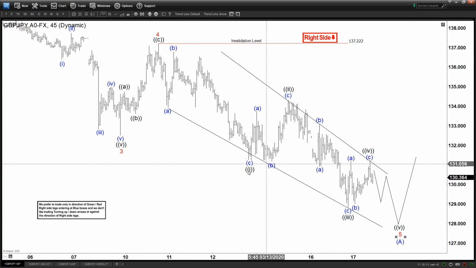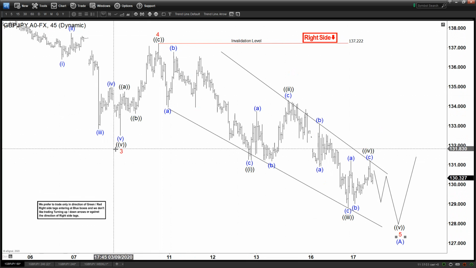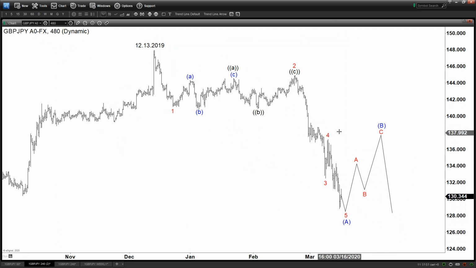If I zoom out a bit, looking at the 4-hour chart, right? So here we go. We got this 4 and 3 here, and 5 and A. This is the 3, 4, 5 A. So this is going to be our 2 and 1. We got 5 waves down from December 2019, so we should be ending that cycle pretty soon.